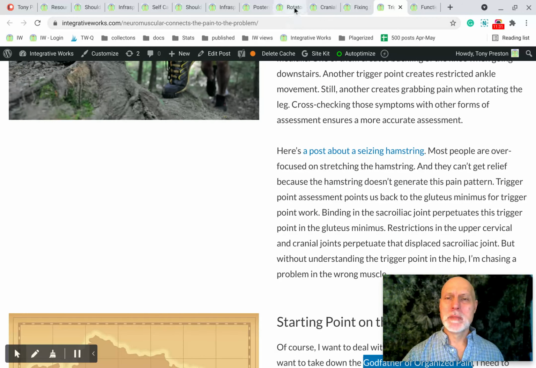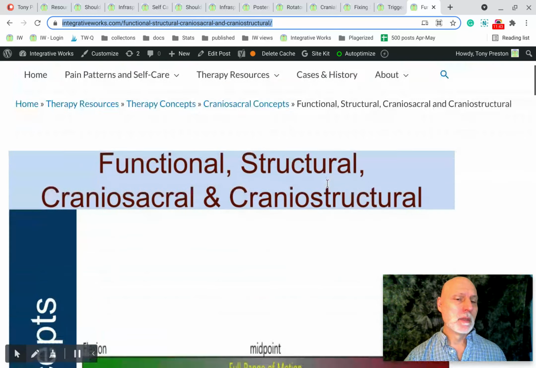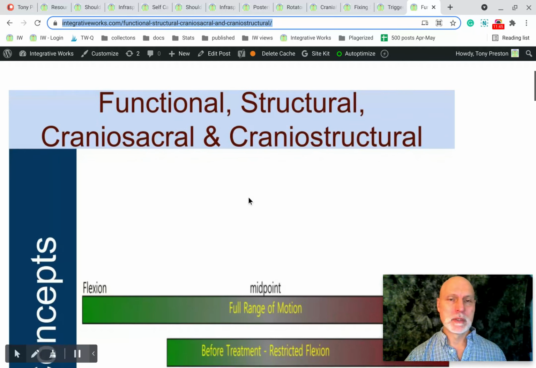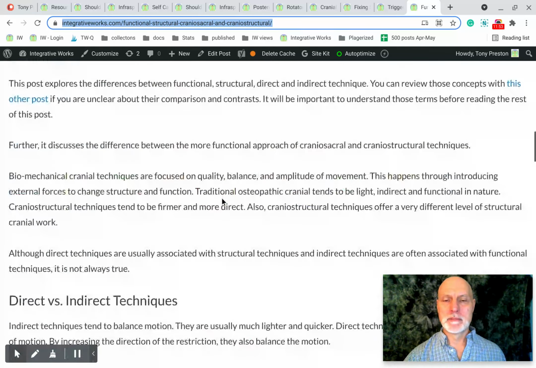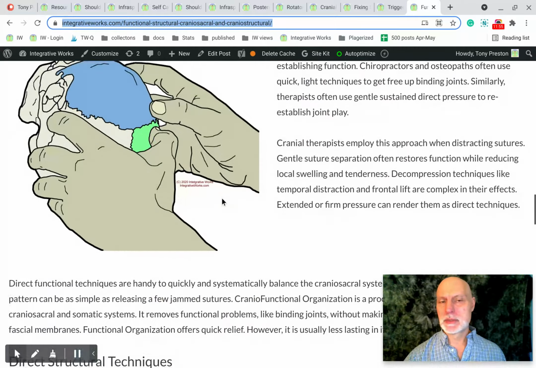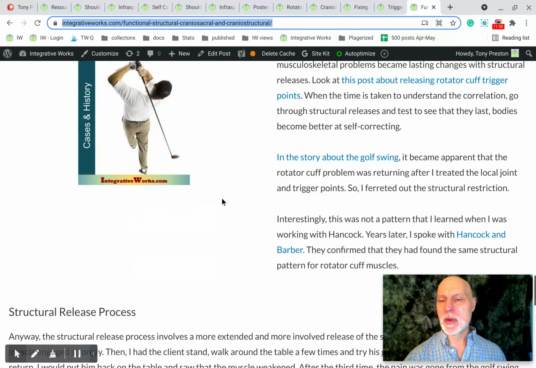As well, back in the craniostructural, craniomuscular section, there is a follow through that says you should follow this technique with functional organization. And so here's another bodywork concepts post that talks about functional and structural work and what the differences are, what's the difference between craniosacral and craniostructural, and how you might practically use them.